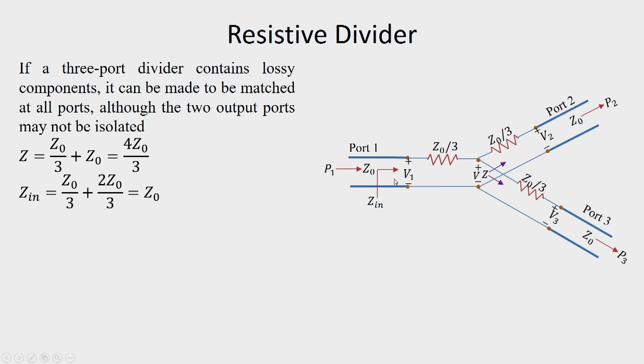and therefore, we now see that port 1 is matched, because the port 1 transmission line characteristic impedance is also Z naught, and from port 1 we are looking into the whole network, we see an impedance Z in equal to Z naught, and therefore, there would not be any reflection. And in fact, this network is a symmetrical network. So, you take port 2, then also you will find, if we look from this port 2, the input impedance will be Z naught, and therefore, port 2 also will be matched. Similarly, port 3 also will be matched.